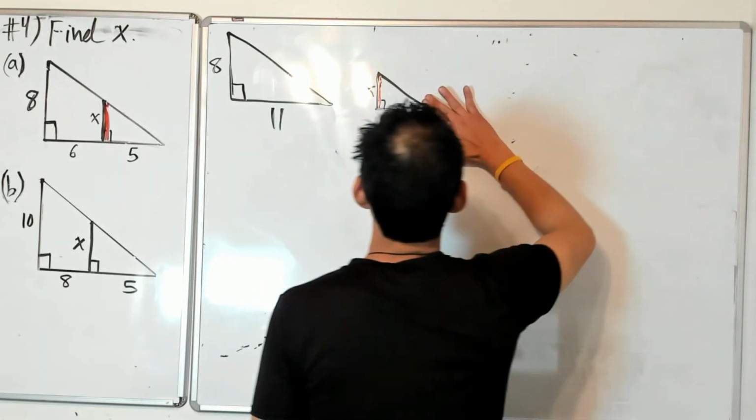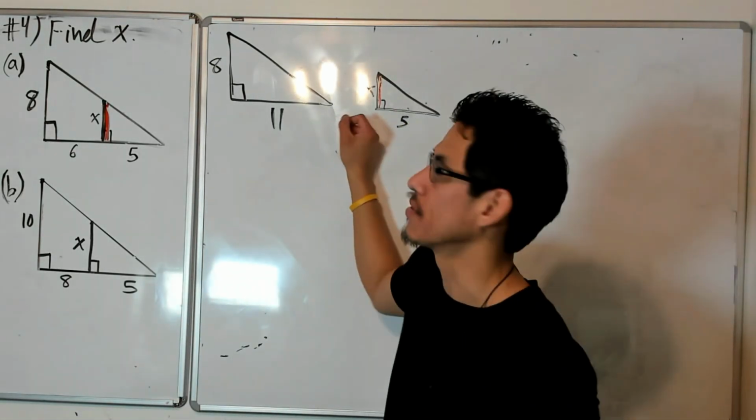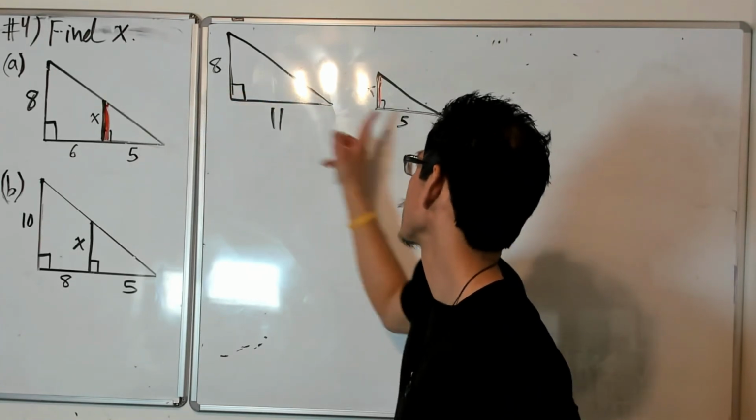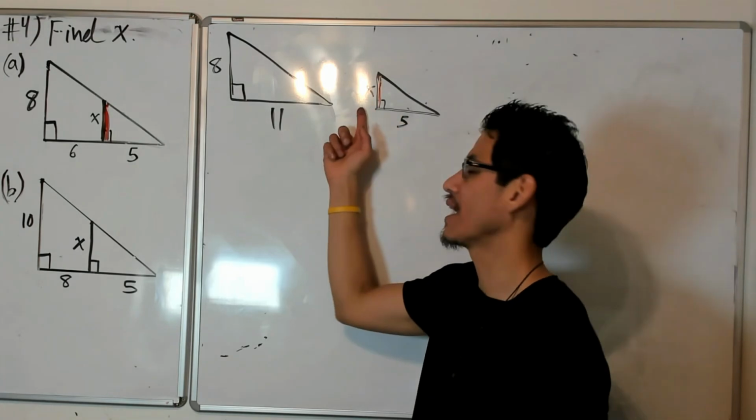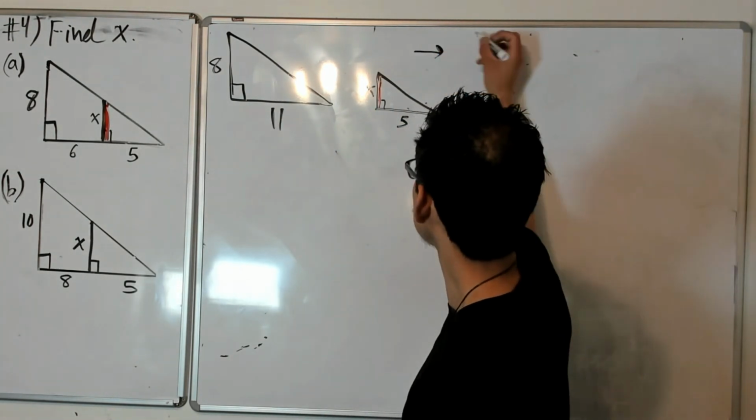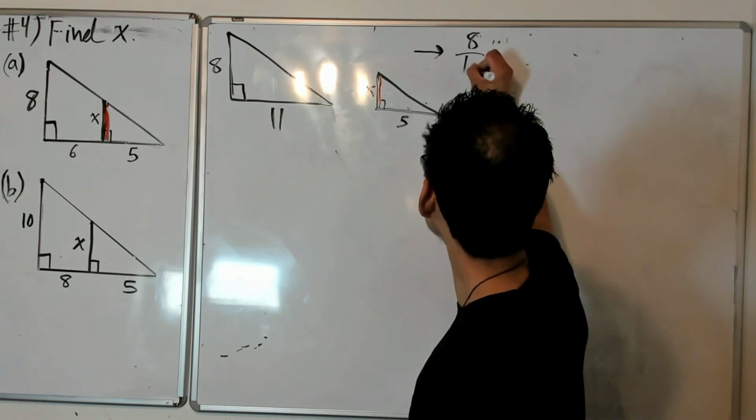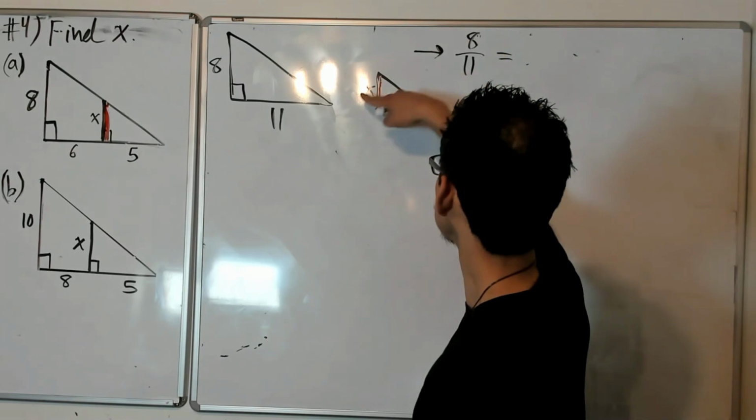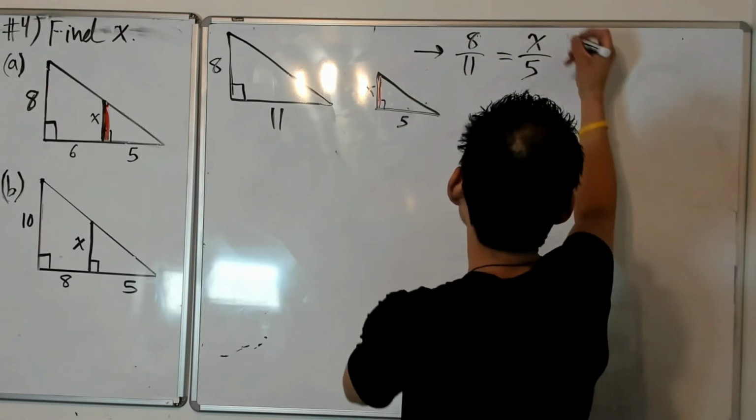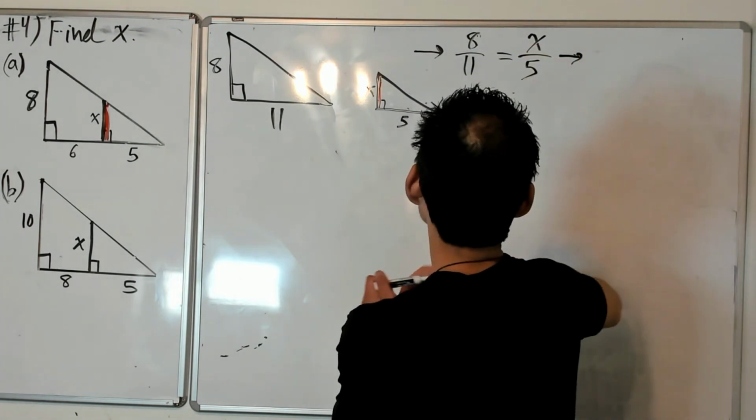So now we can just set up a relationship, and there are many ways to do it. You can do 8 over 11 equals x over 5. Or 11 over 8 equals 5 over x. Probably just go for the one that has the x in the numerator. So let's have 8 over 11 equals x over 5. And just solve this. Multiply both sides by 5.